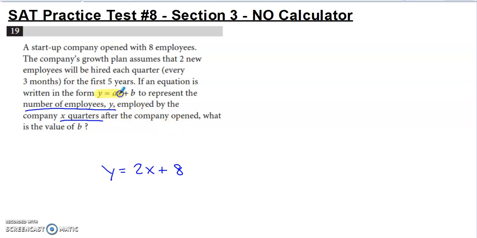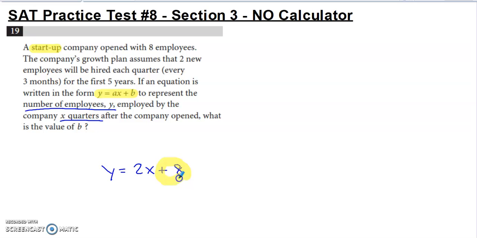This right here, although they don't use the variable m, the letter m for slope, that is slope-intercept form with a replacing the m. They just ask us for the value of b. They ask us for the starting number of employees, essentially, right? Whenever you have a linear equation and you're trying to find that value of b, that value of b is going to be whatever the number of y is when x is 0. Well, x is 0 when the company is a startup, when it's brand new, right? So that's going to be the value of 8.